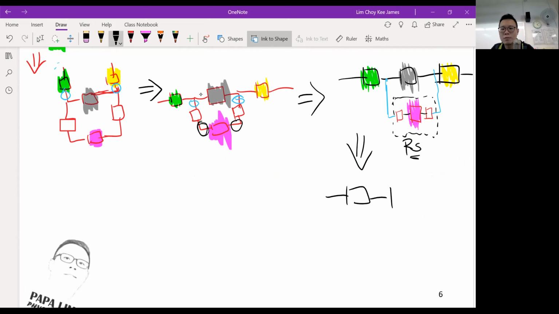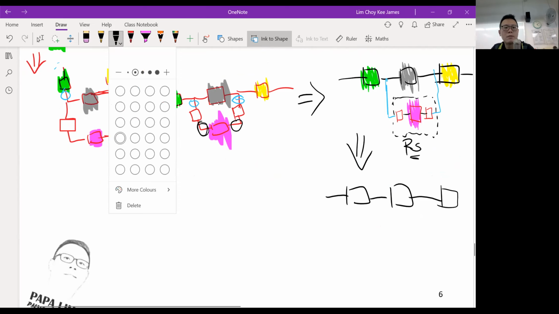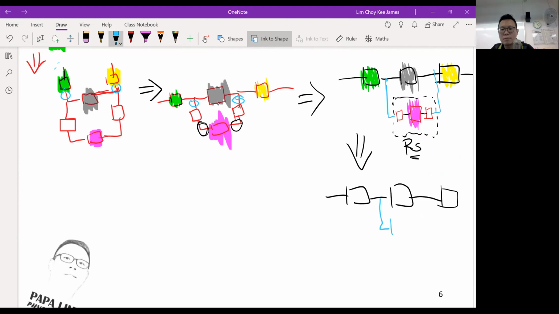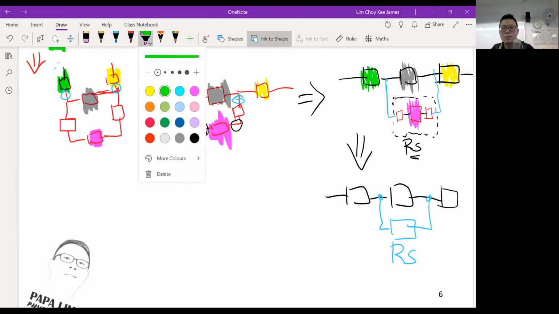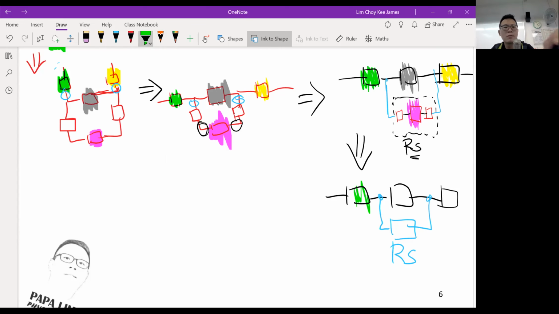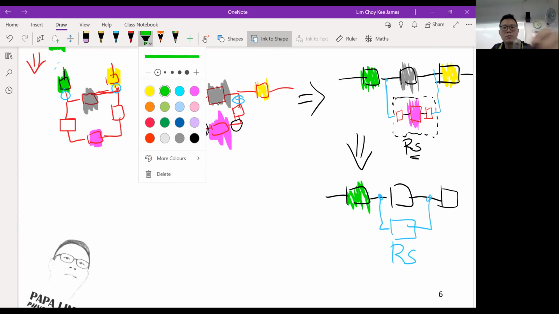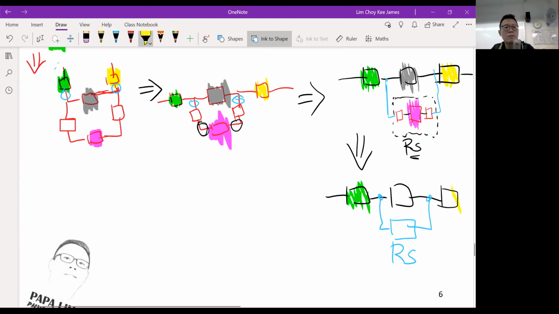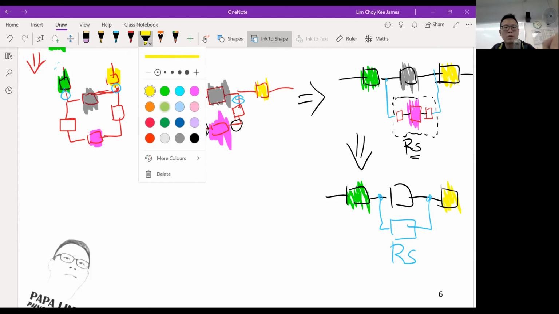Okay, let's draw here. Where's the blue line? Okay, the blue line is here. This is RS. Let me color code it. Oh, I don't need pink, I need green. So this is green. This is yellow. Yellow is here. Then the last color I have is gray. Where's gray? All right, gray is here.